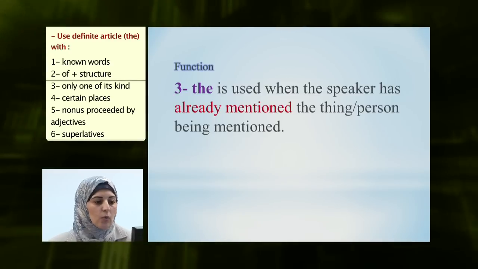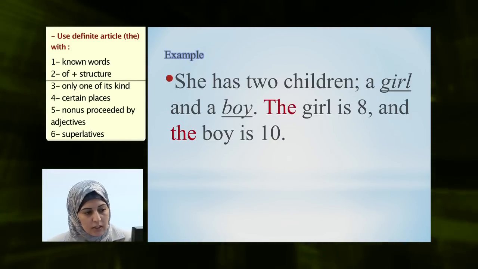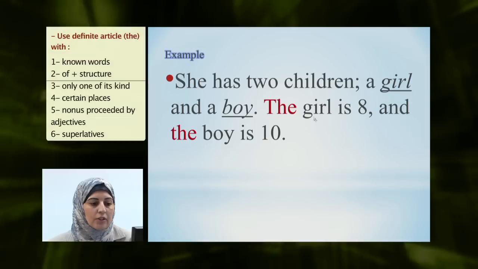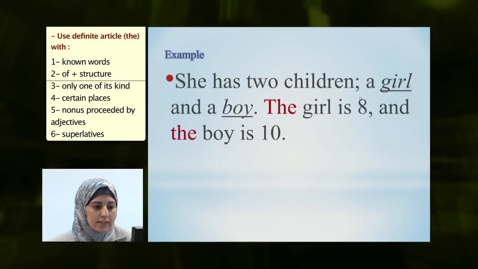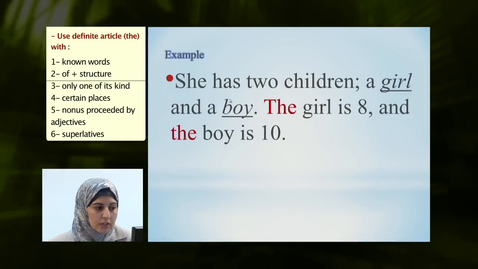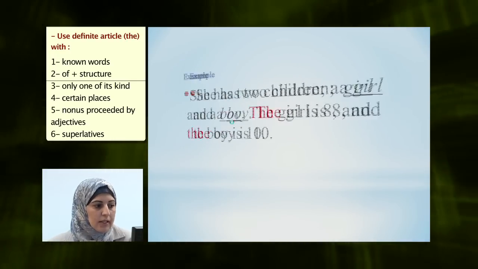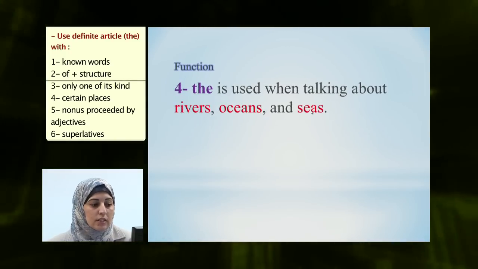Number three, the is used when the speaker has already mentioned the thing or person being mentioned. So now we talk about it before. So we say, she has two children, a girl and a boy. The girl is 8 and the boy is 10. Why did I use the article the for girl? Because I already mentioned the girl. So it's definite for me now. And the same is for the boy. I already mentioned the boy, so it is definite for me. I use the boy.